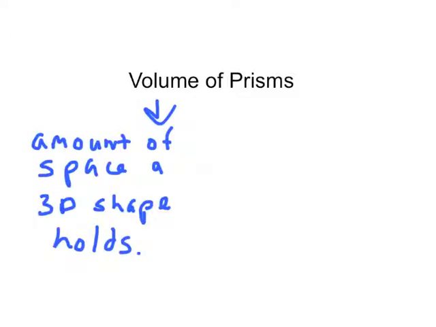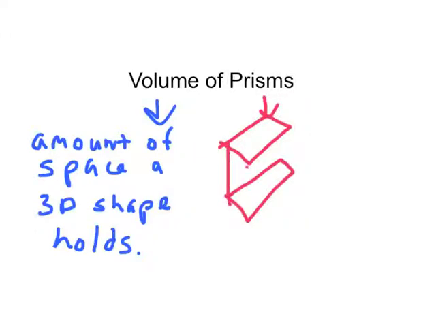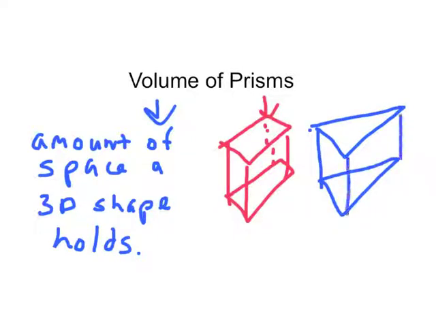A prism is a 3D shape that has two polygons for bases, and those two bases have rectangular sides connecting them. So for example, there are rectangular prisms that have rectangles as bases and then rectangular sides connecting them. There are triangular prisms. There are hexagonal prisms, and so on.